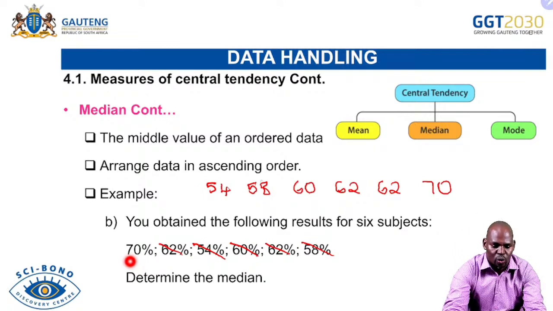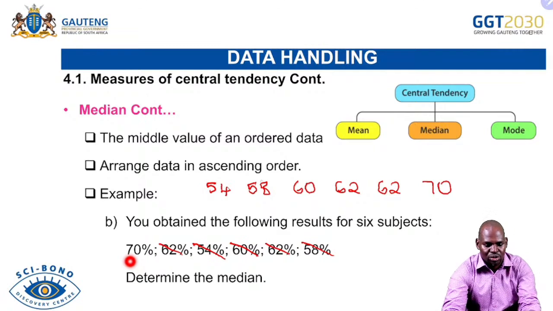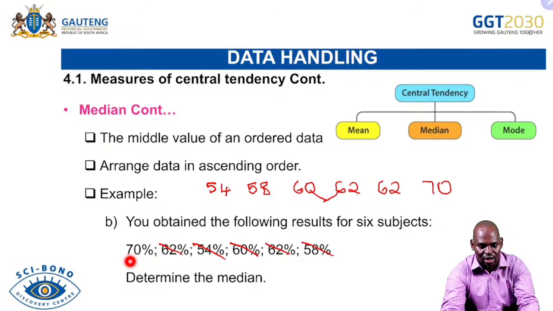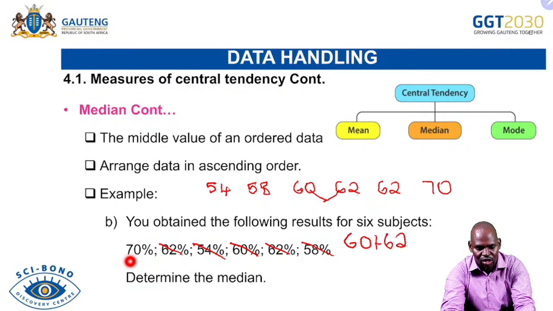Now what do you do when you have 2 numbers? You take the middle 2 numbers. So in this case we've got 60 and 62. We add them together, so it must be 60 plus 62, and then we divide it by 2.